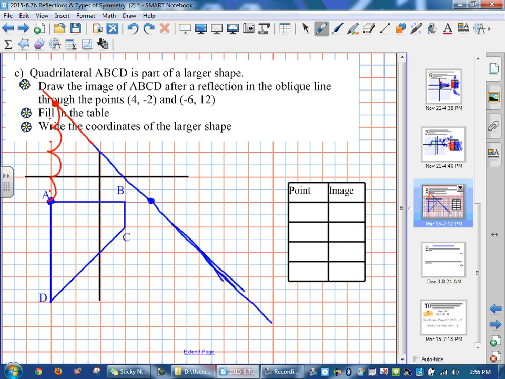Well, I know that there's 4 steps right here. I need to go 4 steps on the other side. So it's going to end up right there, okay, because positive 4 is right there. Okay, does that make sense so far? Okay, so there's A prime.